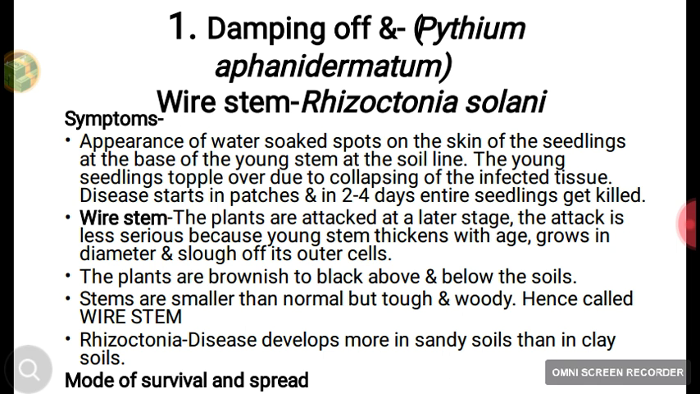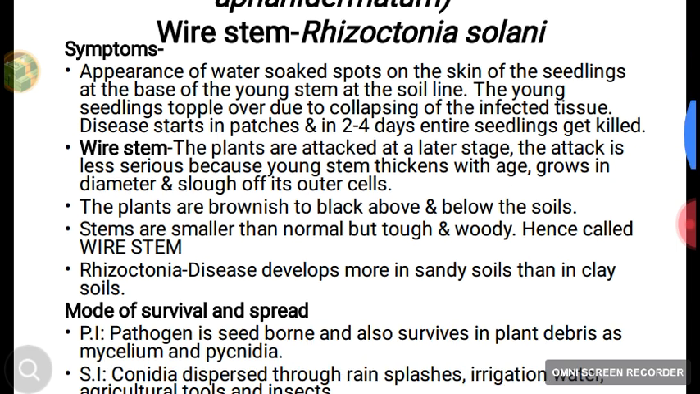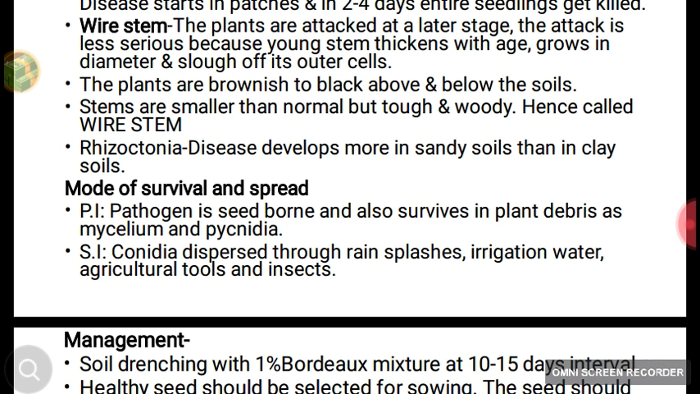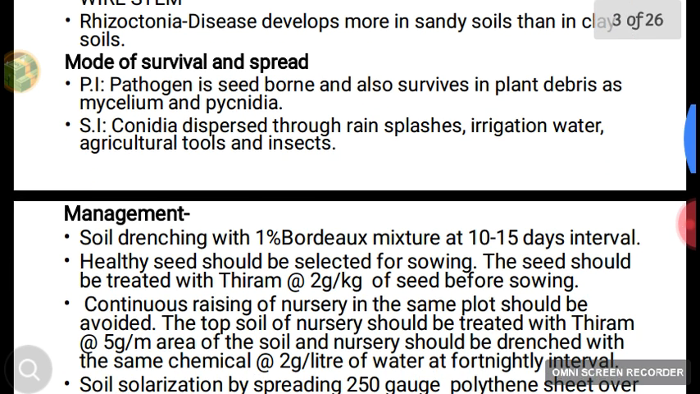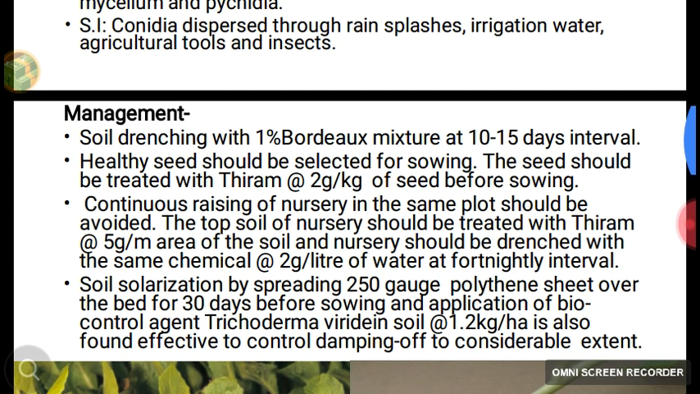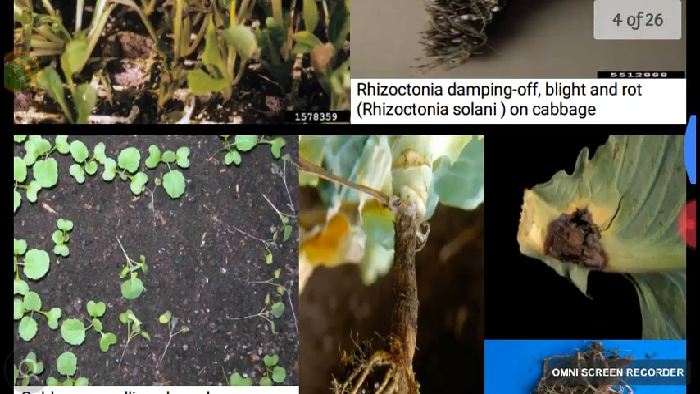Rhizoctonia diseases develop more in sandy soils than in clay soils. It is a very important bit. Mode of infection: primary is by infected plant debris and secondary is by windborne or rain-splashed conidia. Management: drenching the soil with 1% Bordeaux mixture at 10 to 15 days interval, seed treatment with Thiram or Captan at 3 grams per kg of seed, and soil solarization.